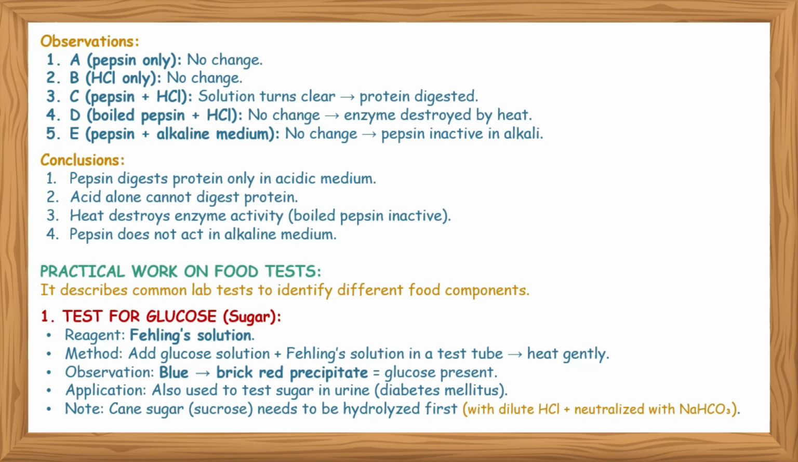Now common lab tests to identify different food components. Test for glucose, a sugar; the reagent is Fehling's reagent. Method: add glucose solution and Fehling's solution in a test tube and heat gently. Observation: blue to brick red precipitate, which indicates glucose is present. Application: also used to test sugar in urine in case of diabetes mellitus. Note: cane sugar needs to be hydrolyzed first, with dilute HCl and dilute NaHCO3.